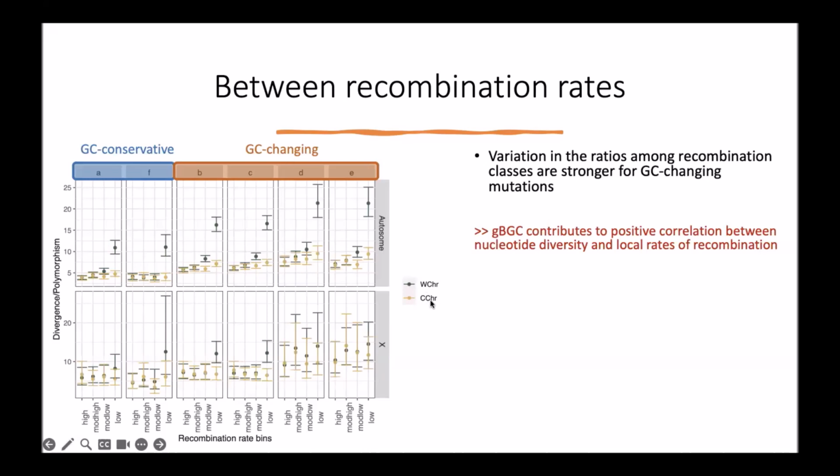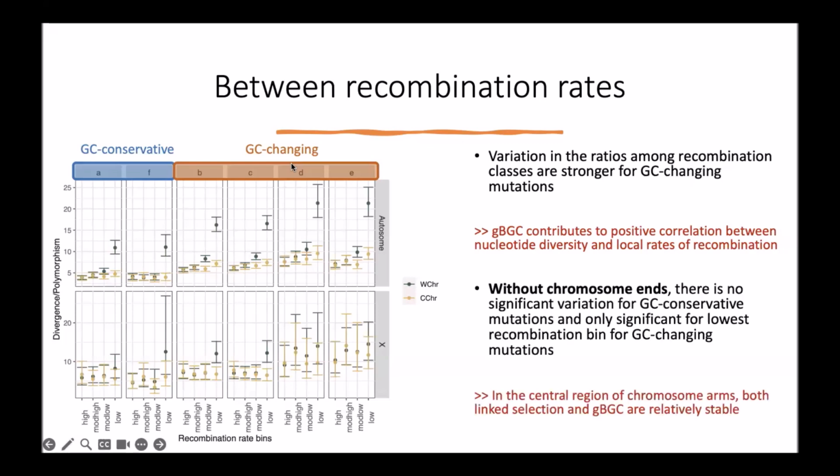Then I exclude the chromosome ends and check on the central chromosome with the yellow dots. You can observe there is no variation anymore in the ratios for the GC conservative mutation, but there is a slight variation for the low recombining region in the GC changing mutations. This shows that linked selection is relatively stable in the central chromosome. Also, GC-biased gene conversion is relatively stable, maybe a little bit different in the low recombining regions.